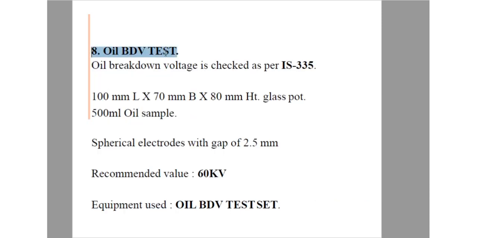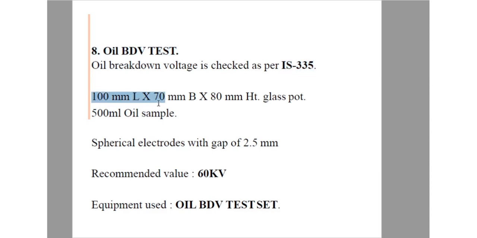And the last of the routine tests is oil breakdown voltage. We know the importance of the transformer oil. The purpose of the transformer oil is for insulation as well as for cooling. So oil breakdown voltage is checked as per IS 335, that is the standard number 335.